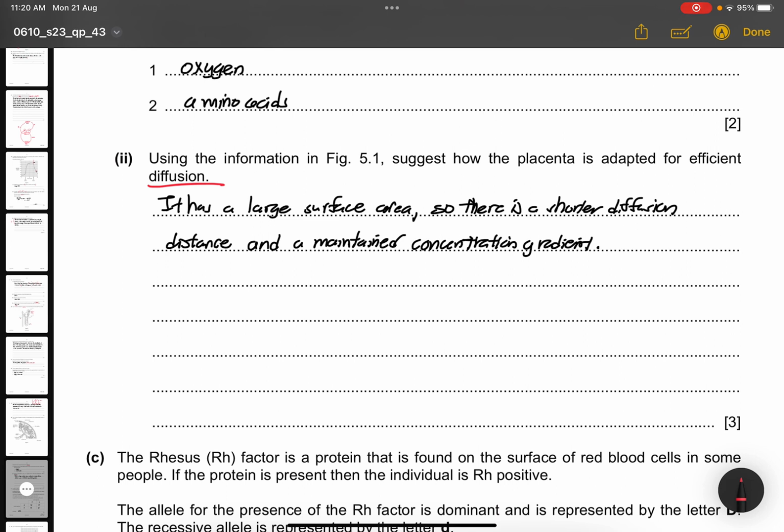It doesn't have to travel very long. So once this has a short diffusion distance, it will have a maintained concentration gradient, and it will have good blood supply at the same time.